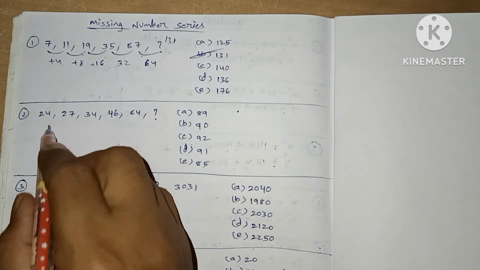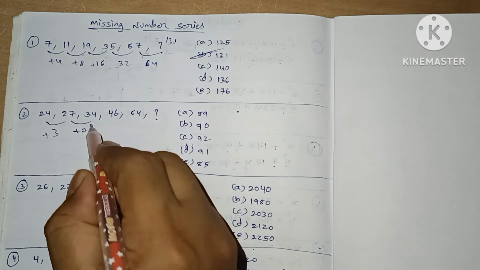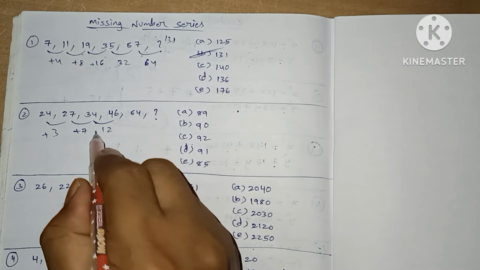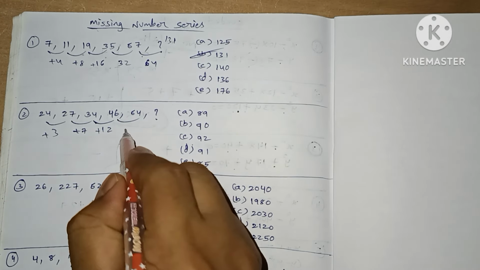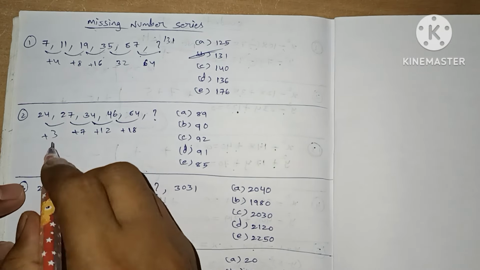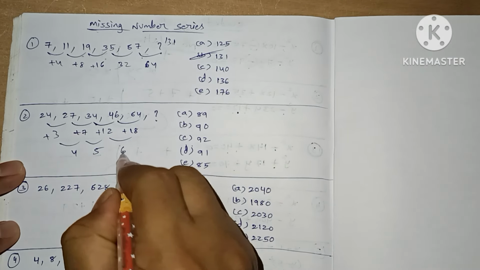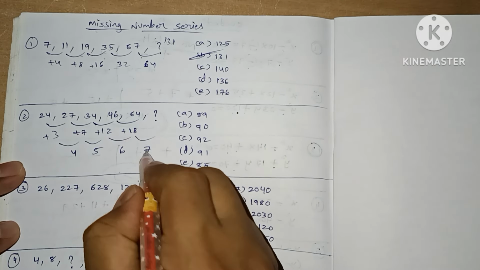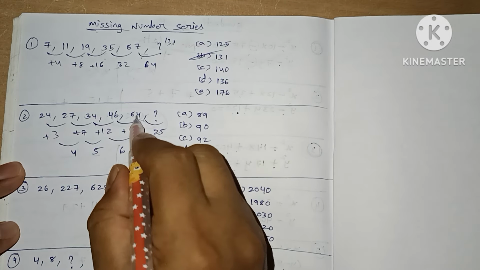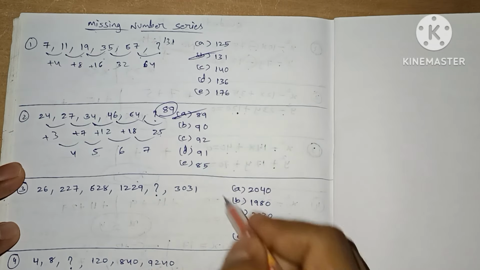Next, second question. Here we see the difference of plus 3. Here plus 7. Here the difference between these two is 12. Here plus 18. So let's do double difference. Here the difference 4, 5, 6. So the next one must be 7. 18 plus 7 will be 25. So the difference between these two must be 25. 64 plus 25 will be 89. Option A is our answer.